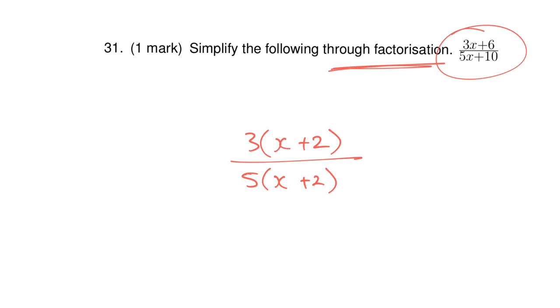I've got a common factor on the top and bottom. It happens to be this bit in the brackets. I've got x plus 2 on the top, x plus 2 in the bottom. It's inside brackets, so this is multiplication. So this is 3 times that. This is 5 times that.